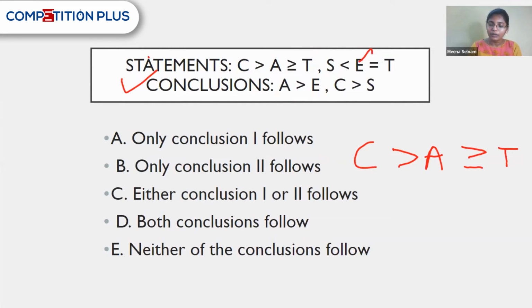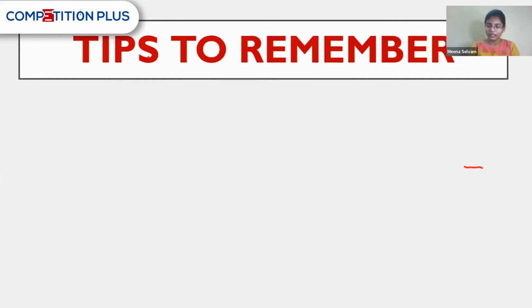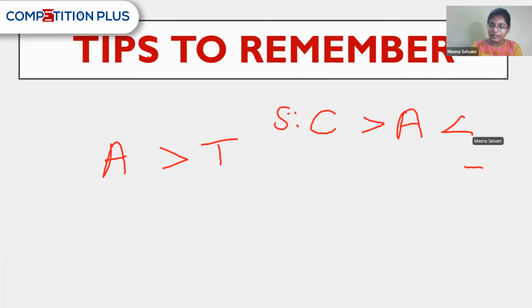Okay, start from your conclusion. Always you have to start from your conclusion. So it was like A greater than T. Let us consider this. And if your statement is C greater than A less than T. So remember, how do we solve it? We solve using the gate formula.